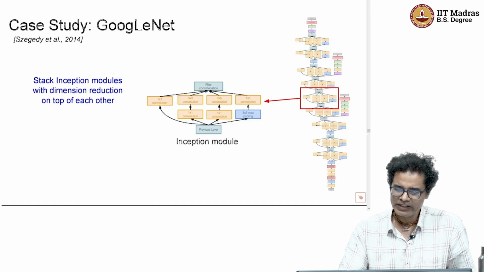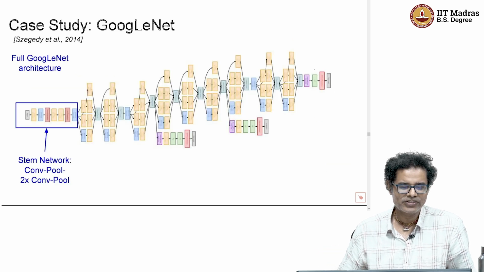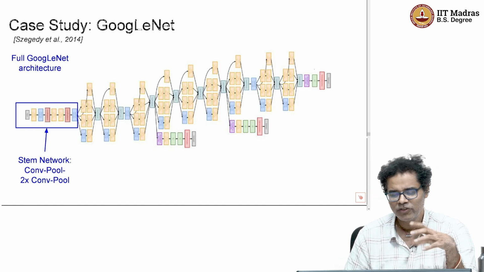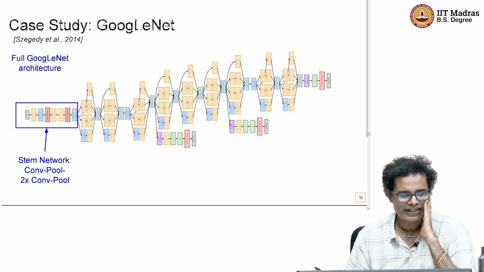And then we stack these Inception modules on top of each other, so 9 such Inception modules, and that gives rise to GoogleNet. So that is the idea: design the Inception module well, and then stack many of them one after another. That is the idea of GoogleNet.